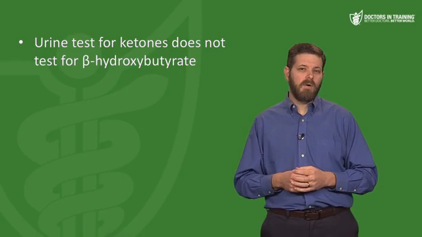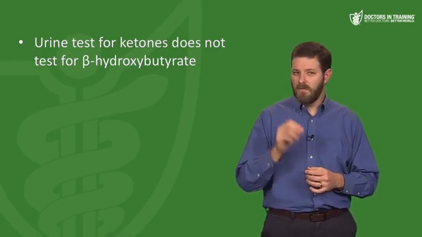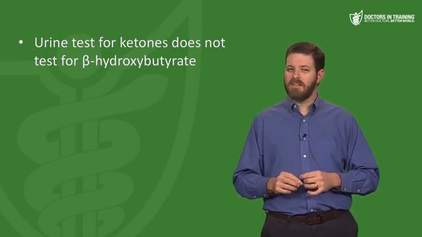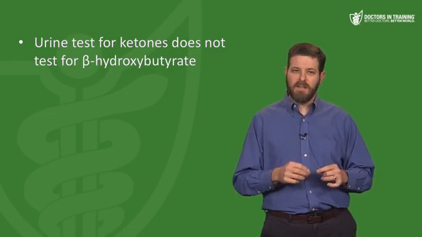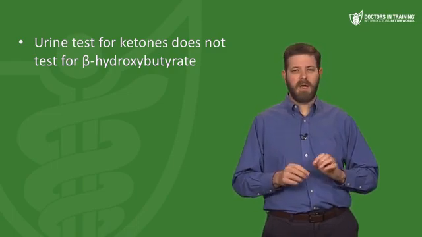Another important point to know is that when you test for ketones in the urine of a DKA patient, you're actually only testing for acetoacetate. The urine test for ketones does not test for beta-hydroxybutyrate.